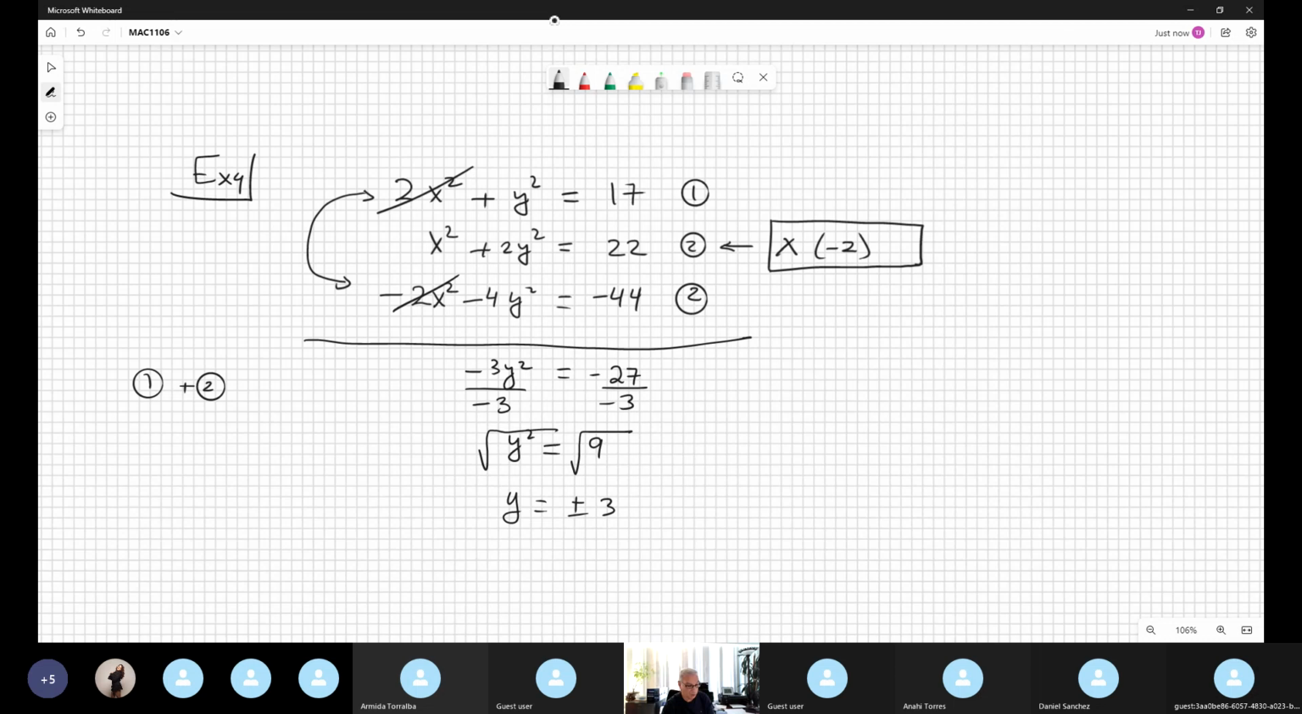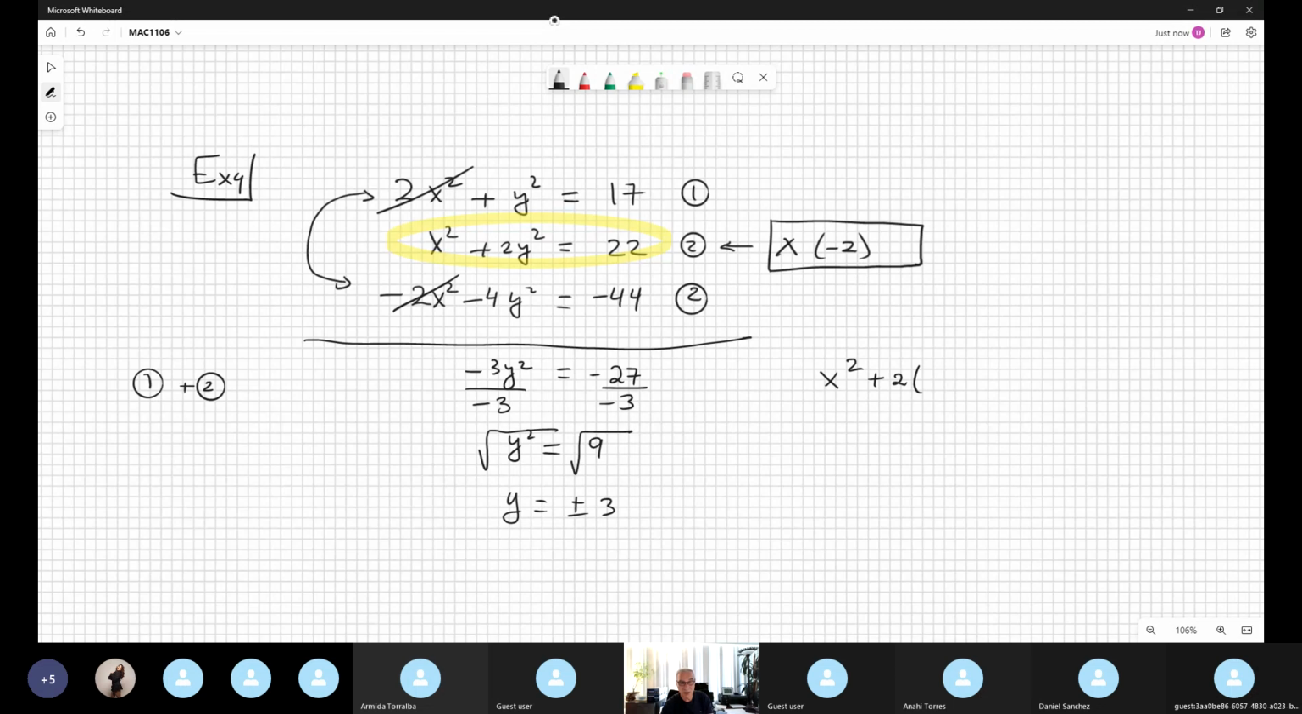To find the x value, you plug in to either equation. In my paper, I don't know why I selected this equation. You can use number 1, or you can use number 2 modified, or your number 2 original. I consider it's easier. So I copy x squared plus 2 times, and now replace y squared with 9.